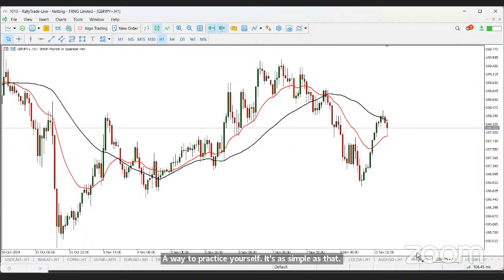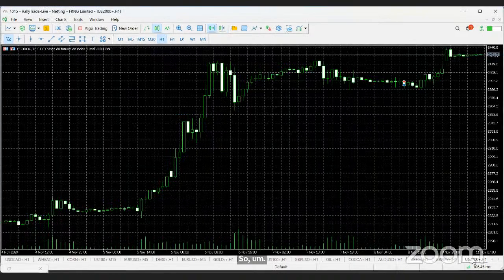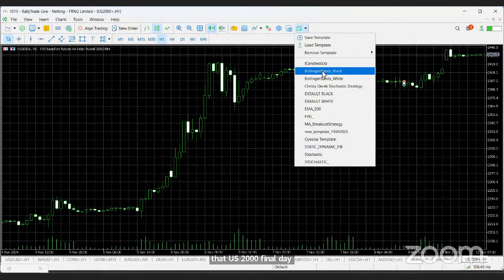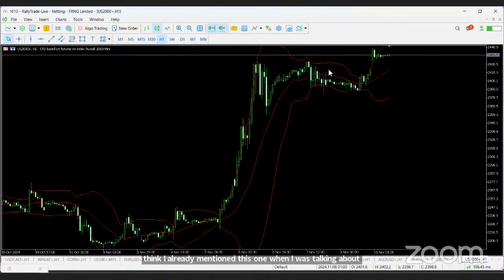GBP/JPY looks good to sell this morning. Then US2000 finally, I think I already mentioned this one when I was talking about US30, US100, and the rest of them. So if you're on a buy on US2000, continue to enjoy the profit. If you're on a sell, close your trade and move on. If you're not on a trade at all, look to buy.